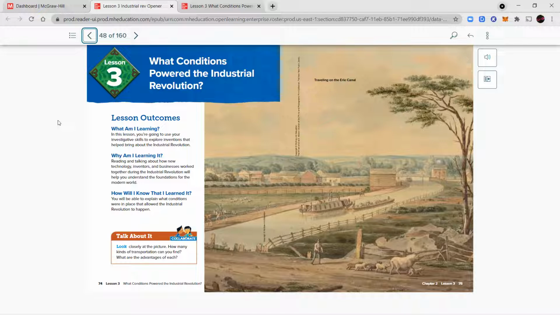And in this lesson, you're going to use your investigative skills to explore inventions that helped bring about the Industrial Revolution, reading and talking about how new technology, inventors and businesses work together during the Industrial Revolution will help you understand the foundations of the modern world. And you'll be able to explain what conditions were in place that allowed the Industrial Revolution to happen.